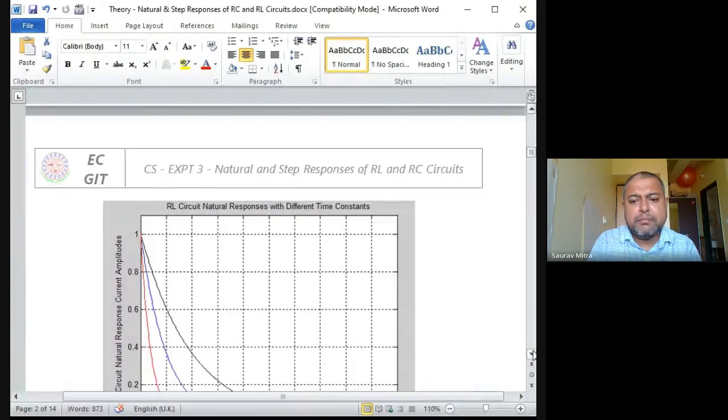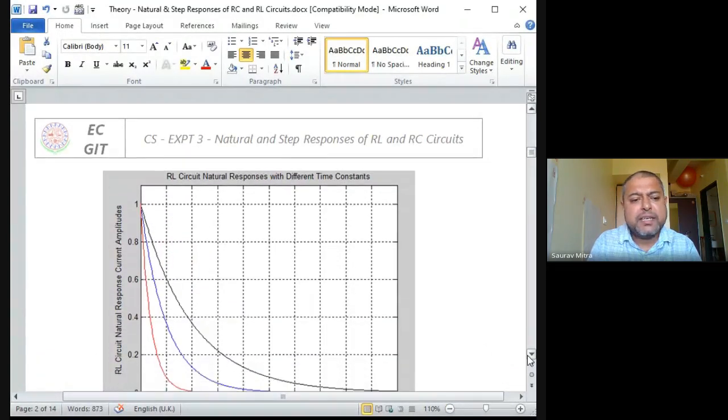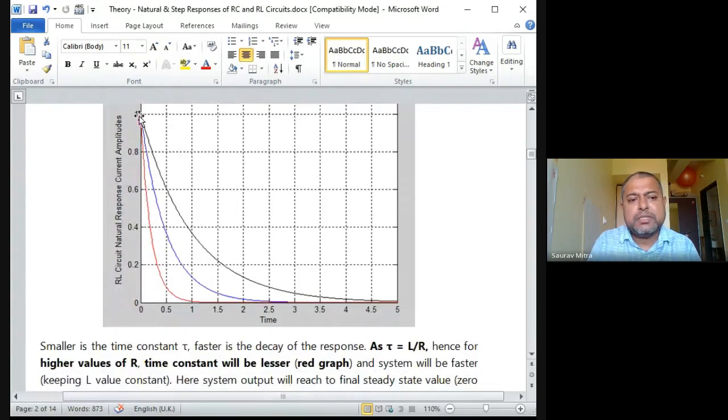You are finding that there are three graphs. One is the black graph, one is the blue graph, another is the red graph. Initially this was the inductive current, so this is the value of I0, and as t goes on, at t very high, the system goes into steady state, and that value of current is going to reduce. But in the case of red, it falls to ground very fast, almost in 1 second it has become 0. For the blue graph, almost after 2.7 seconds it has fallen to 0. And for the black graph, almost after 5 seconds the inductor current has come to 0.